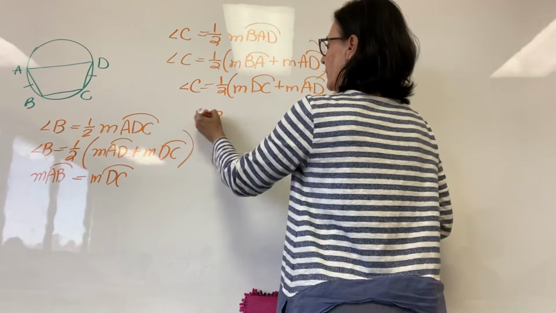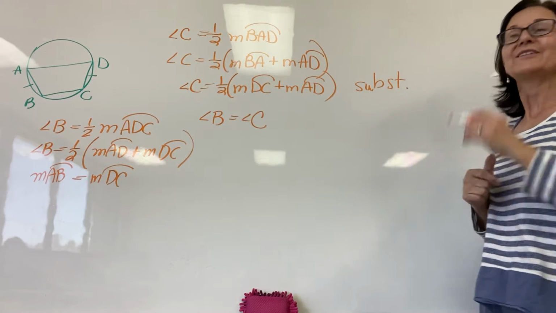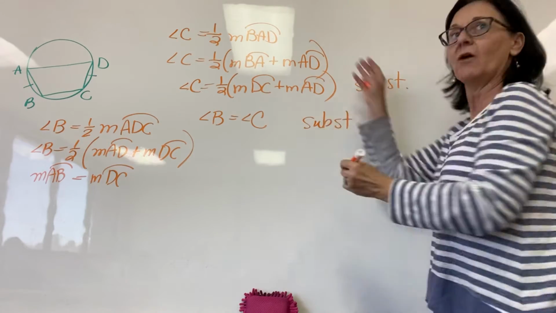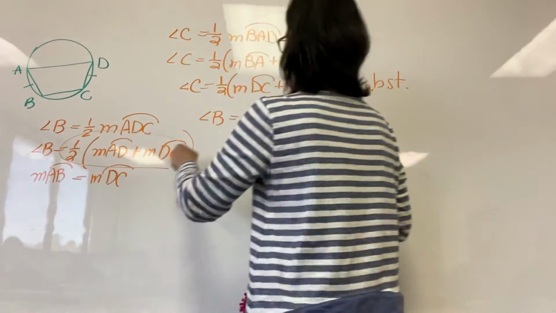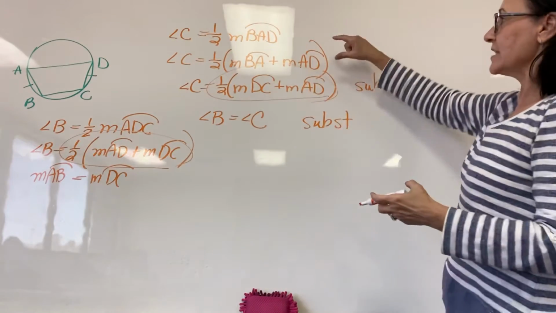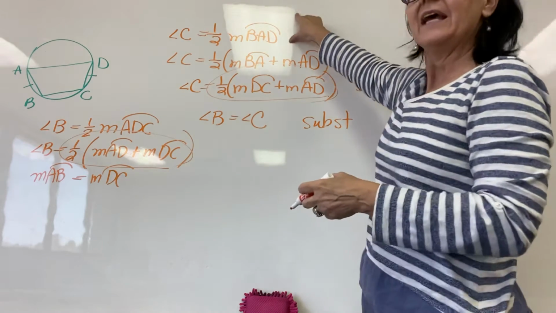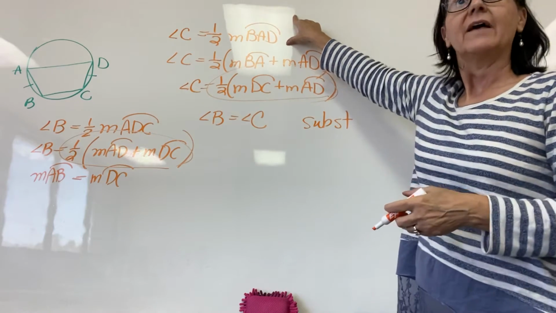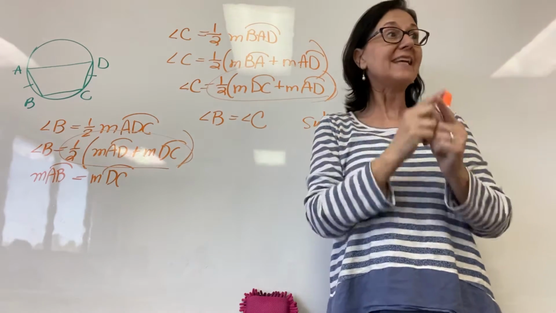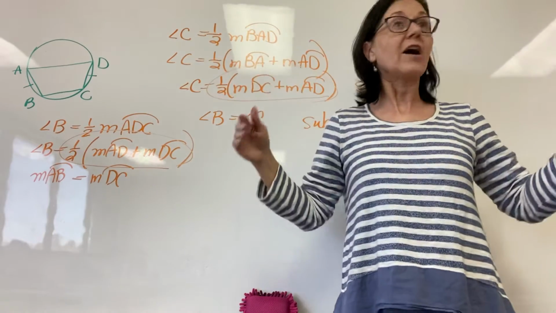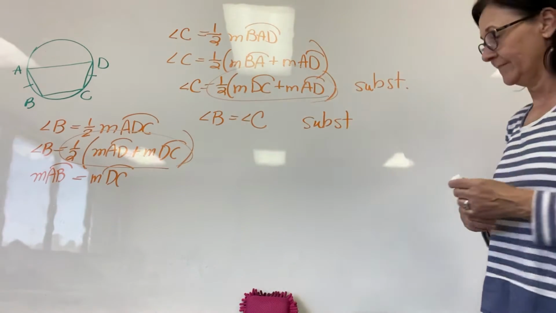Can I say angle B equals angle C? Yes. Why? Substitution. That's right. I had them both equaling the same arc. Well, okay, this would be the arc addition postulate, right? This one would be the arc addition postulate. This would be inscribed angle equals half the measure of its intercepted arc. So think of the reasons, all right? So you could have seen that proof by looking at the arcs and the inscribed angles and using substitution.